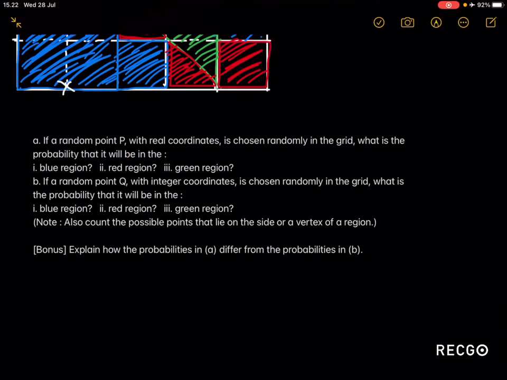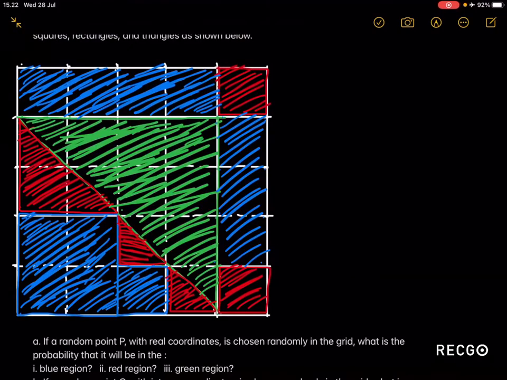And for the bonus part, I'll just leave this as a homework for you guys. Explain how the probabilities in A differ from the probabilities in B. Let's start with part A.